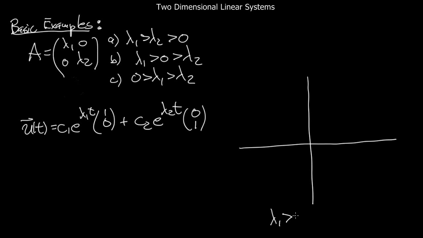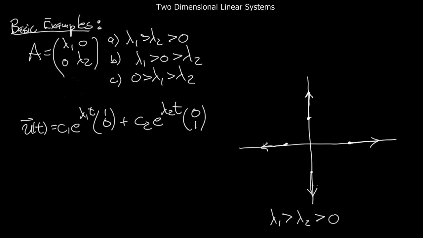Well, let's take a case where lambda 1 and lambda 2 are both positive. So, for example, if you start here on the positive x-axis, then the solution just goes out to infinity along the x-axis. And similarly, if you're on the y-axis, or on the negative x-axis, you go out to infinity this way, and similarly here. So you're always going straight out to infinity along the axes.